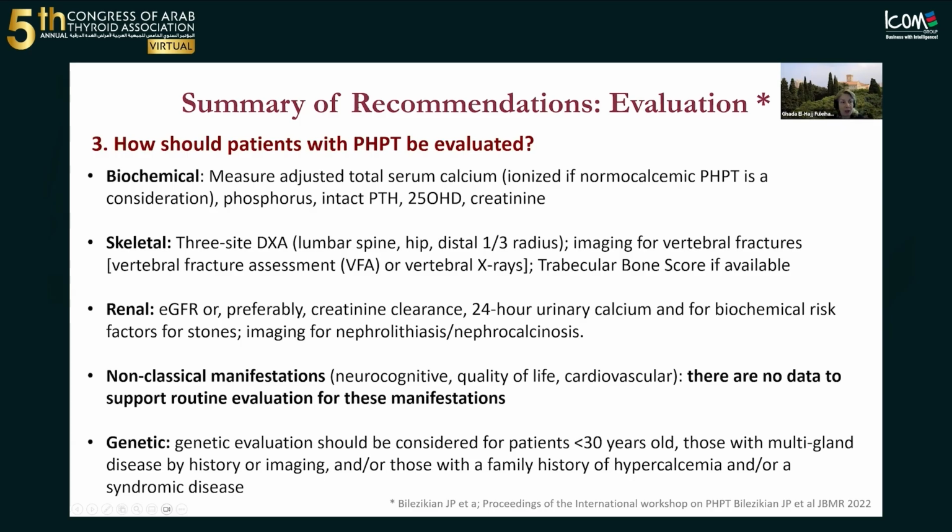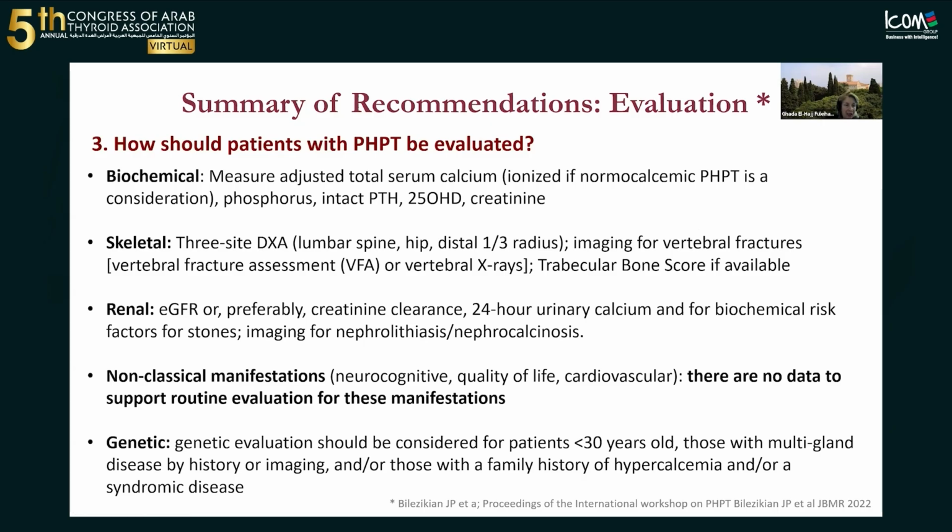So how should we evaluate patients? Well, since I've already told you there is end organ damage, you need to look at those. You need to do your biochemistry, measure total serum calcium, ionized if the patient is normocalcemic, more than once, phosphate, PTH, vitamin D, creatinine. Doing a bone densitometry alone is not enough. You should do imaging for asymptomatic vertebral fractures, either by X-ray or VFA, and if possible, do a TBS, trabecular bone score, which is trabeculation quality of bone, which is low in hyperpara.